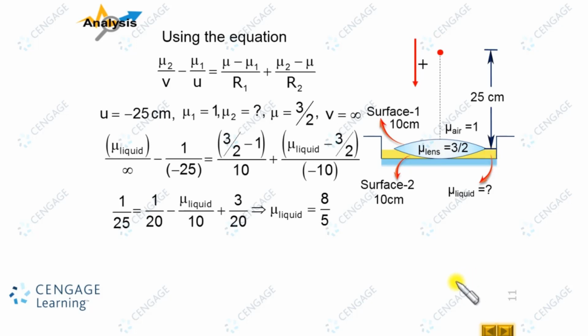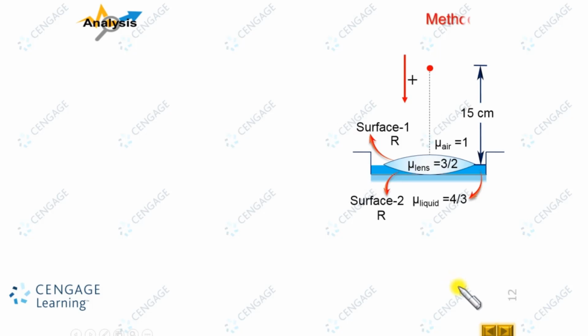Now let us solve the same problem by method number 2. If you observe this situation, you can replace the system of this biconvex lens and this liquid as a combination of two lenses. This is a biconvex lens, and you can assume a lens below this biconvex lens, between the lens and mirror. This is a plano-concave lens of refractive index 4 by 3. And here you can observe these two lenses are placed side by side. Here we can define the effective focal length of this combination, that is 1 upon capital F equal to 1 upon F1 plus 1 upon F2.